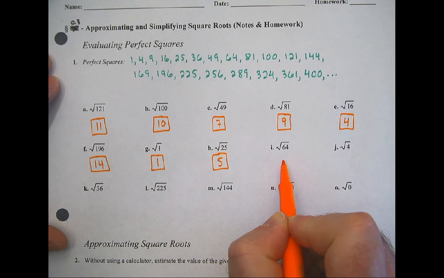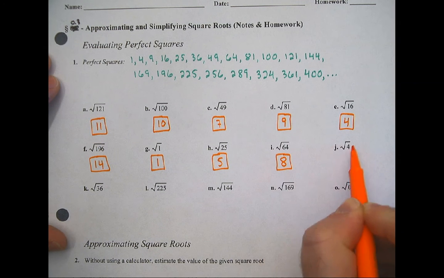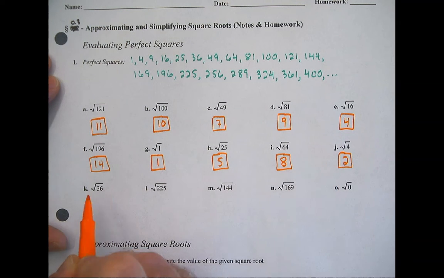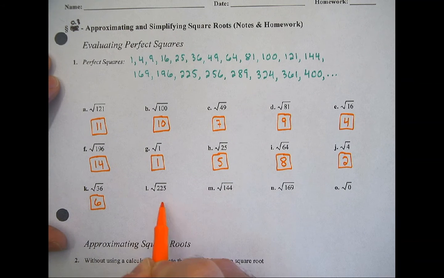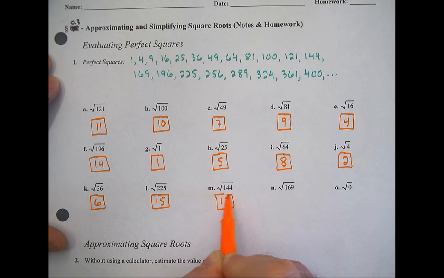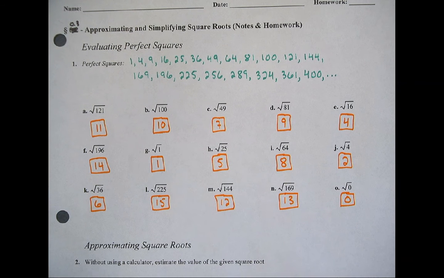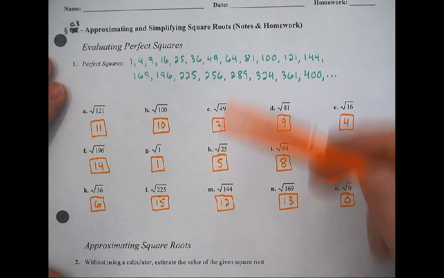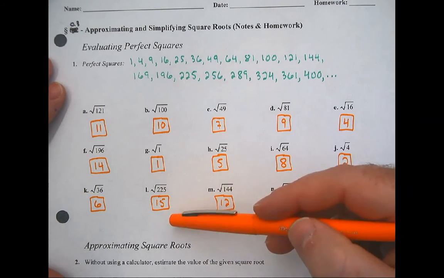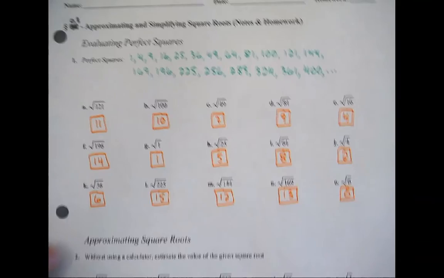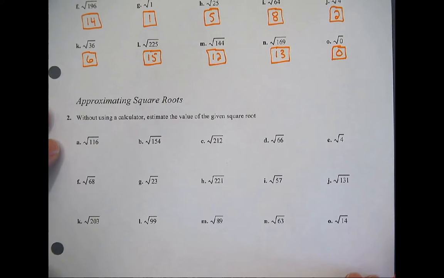Square root of 25 is 5, 8, 2, 6, 15, 12, 13. And there it is, the only other number who's its own square root. The number 0. Now we take off all the negatives. Remember, those negatives create those imaginary numbers that we talked about back in Algebra 2, which we will talk about again in Unit 2. I think it's Unit 2. It might even be Unit 1. I always get it mixed up.